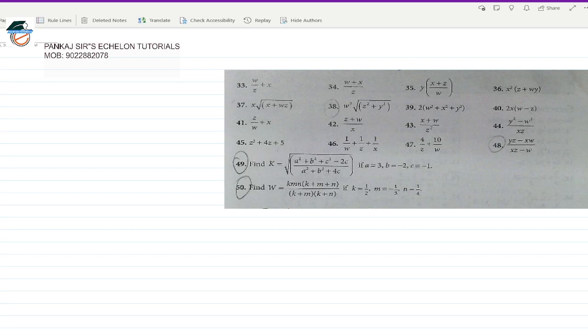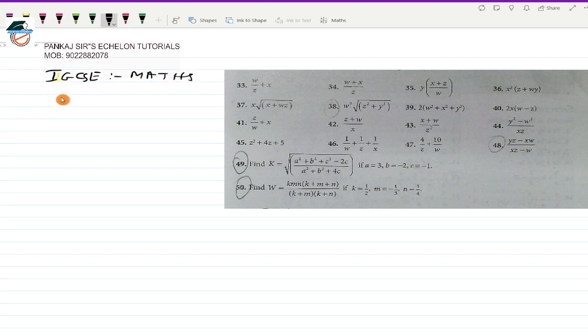And in today's session we are going to start with IGCSE mathematics. This is from the David Rayner book, and the edition that I'm using is the 4th edition. Right now we are in chapter number 2, and the name of the chapter is Algebra 1.